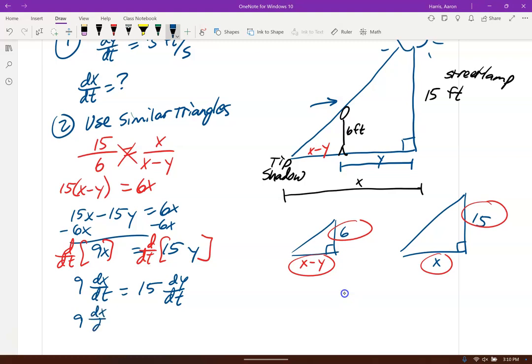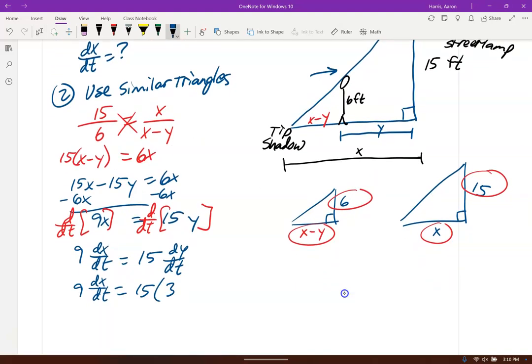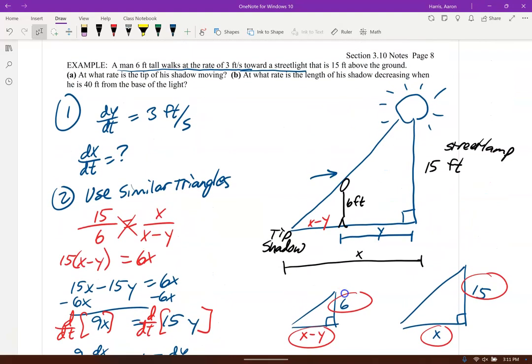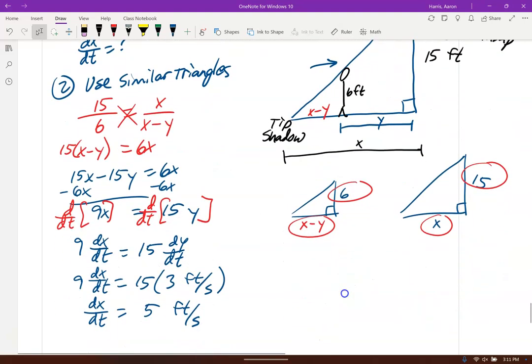And I don't know the dx/dt. We're trying to figure that out. The dy/dt, the man was walking towards the street lamp at 3 feet per second. So dx/dt would be 45 divided by 9, so 5 feet per second. That's the tip of the shadow. I'm sorry, the tip of his shadow is moving at 5 feet per second as he walks. That's the rate at which the tip of the shadow moves.